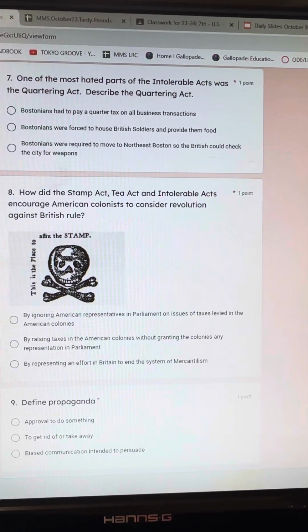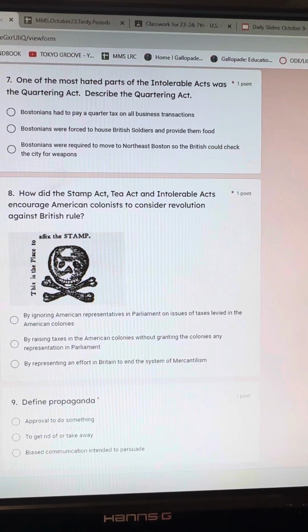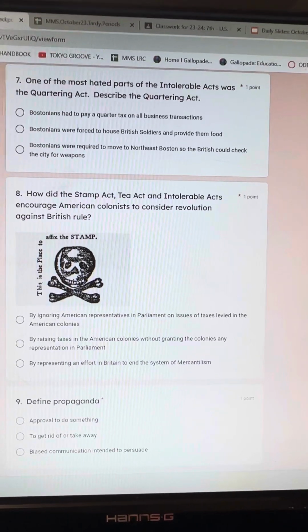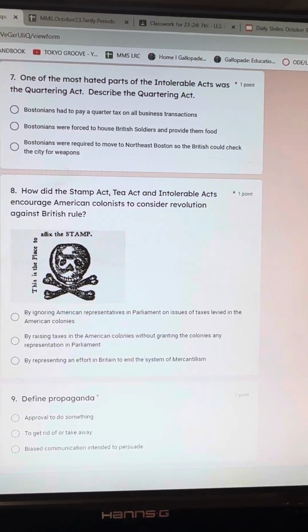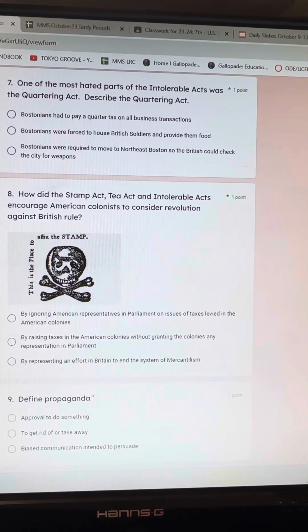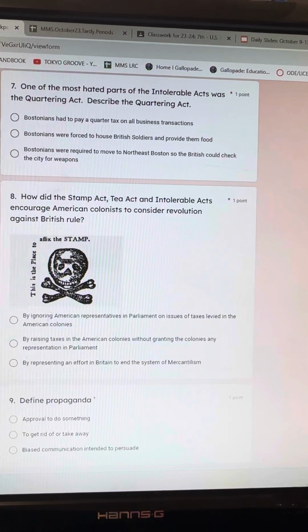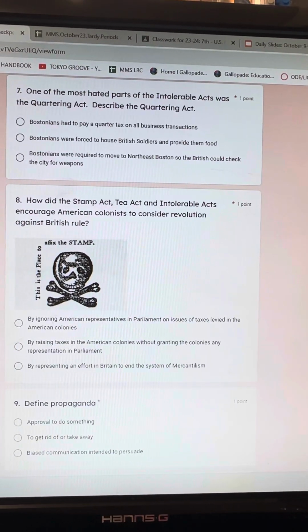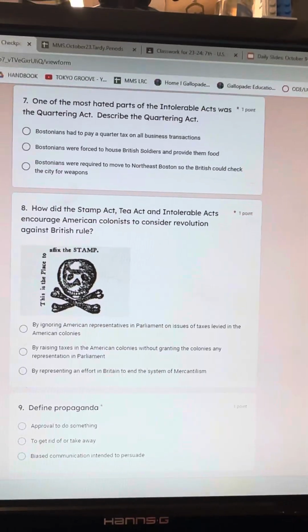7. One of the most hated parts of the Intolerable Acts was the Quartering Act. Describe the Quartering Act. Bostonians had to pay a quarter tax on all business transactions. Bostonians were forced to house British soldiers and provide them food. Bostonians were required to move to northeast Boston so the British could check the city for weapons.